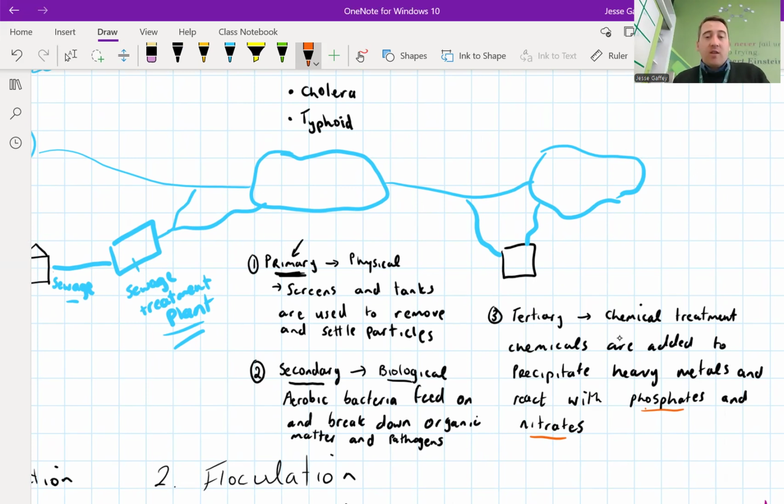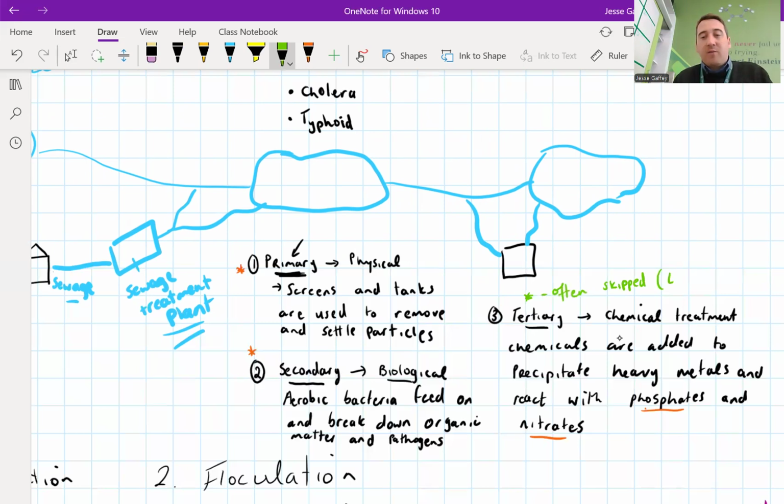A couple of things on the details of these three stages. In an ideal world, all three of these would be done all the time, right? In reality, the first two are always done. These are always done. And this one, the chemical treatment, is often skipped. And this is obviously a problem then, right? Why is it skipped?